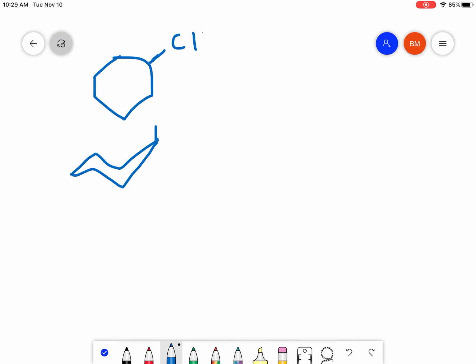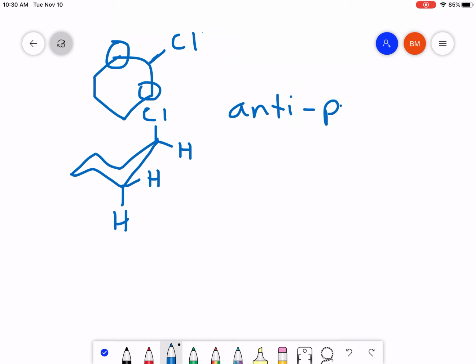So let's say we had this. And on either side we have two beta carbons here and here. They're identical though, so they really only count as one type of beta carbon with one type of beta hydrogen. I'm just going to pick this one to work with over here. So we have to have an anti-periplanar arrangement. What does that mean as far as chair conformations?